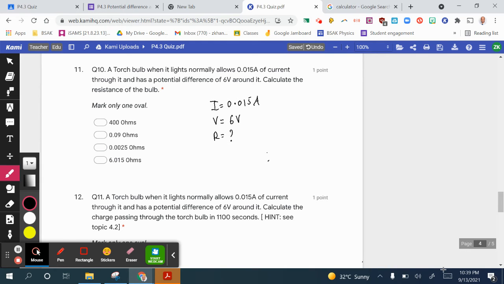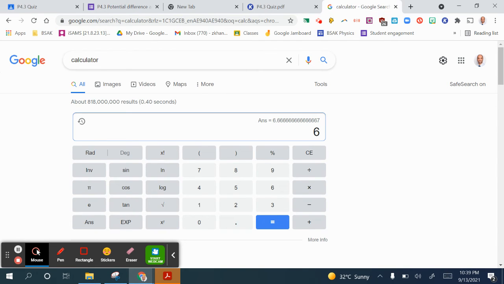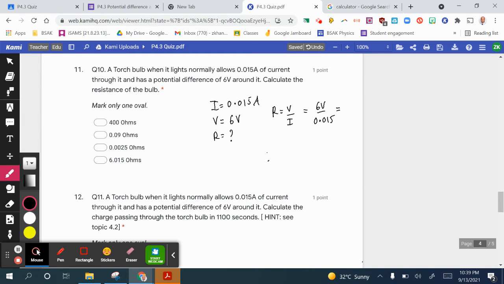So that is our question mark. So resistance is equal to voltage over current, as we have used in the previous questions, and that will be the voltage, which is 6 volts, over the current, which is 0.015, and let's work that out. 6 divided by 0.015, and that is 400. So the resistance is 400, and remember, resistance is measured in ohms, so 400 ohms, and that's your answer there.